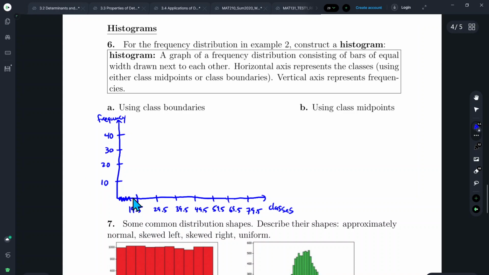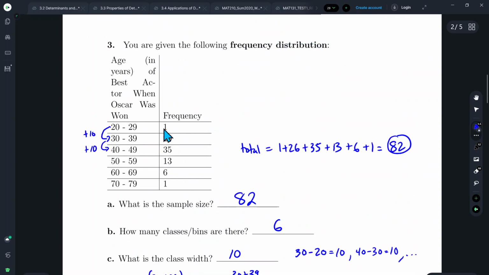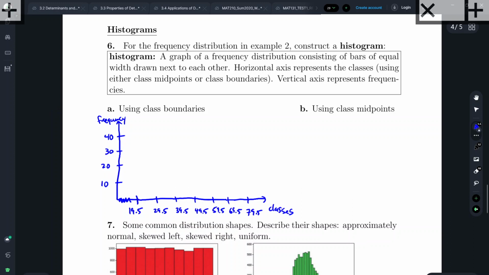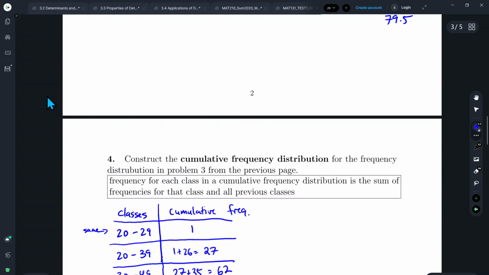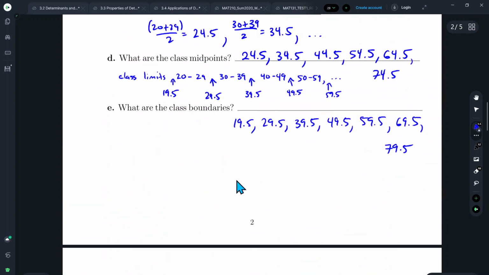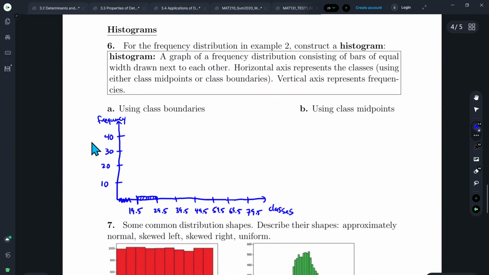And so now we just do a bar chart, basically, where the height of the bar is exactly the frequency, right? So the first frequency was 1. So here this should have a height of 1. And then the next one had a frequency of 26. So again, don't confuse the frequency with the cumulative frequency. Okay, so the next frequency was 26. So that's halfway between 20 and 30. So that's about here.